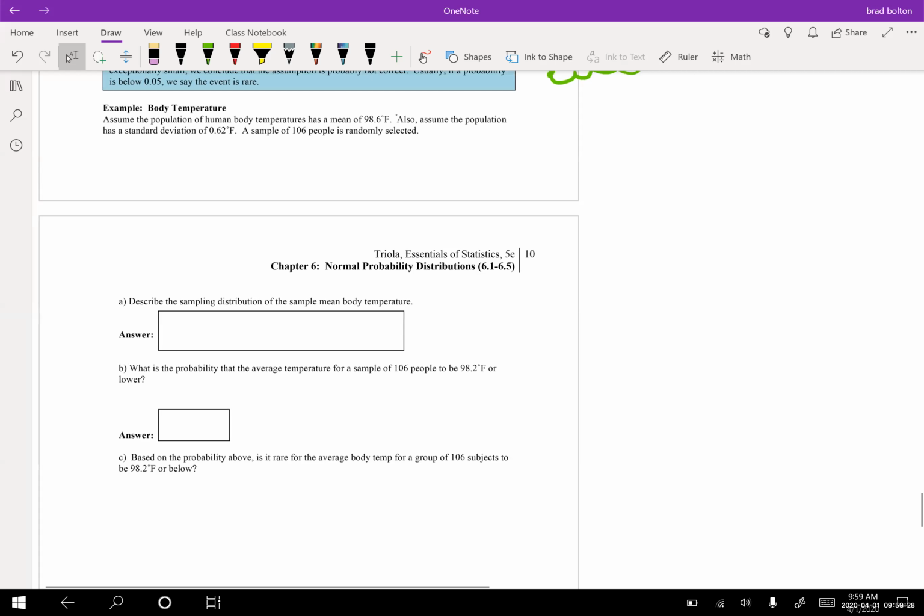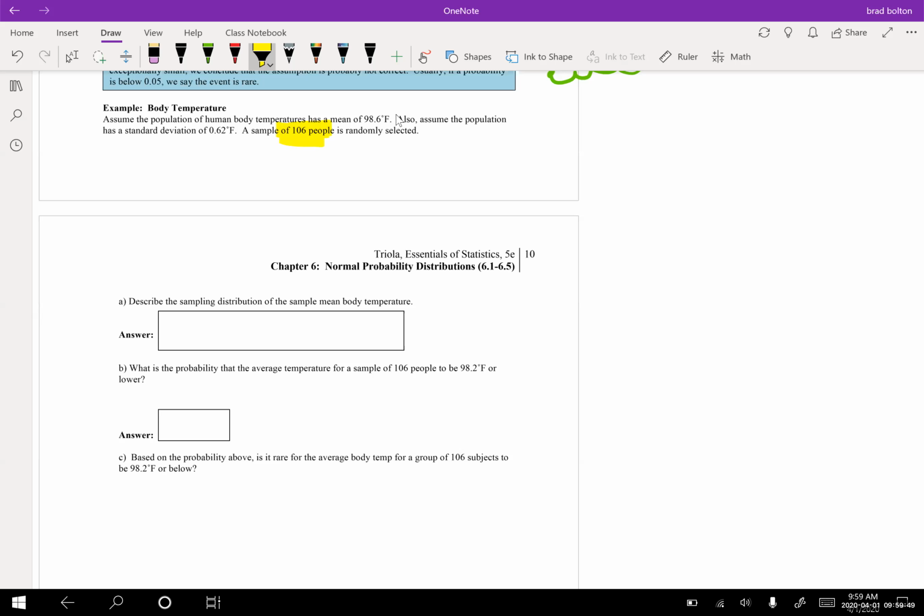So it says, assume the population of human body temperature has a mean of 98.6. Also assume the population has a standard deviation of 0.62 degrees Fahrenheit. A sample of 106 randomly selected people is selected. So why is the 106 important to us? Think about that. Why is the 106 important?